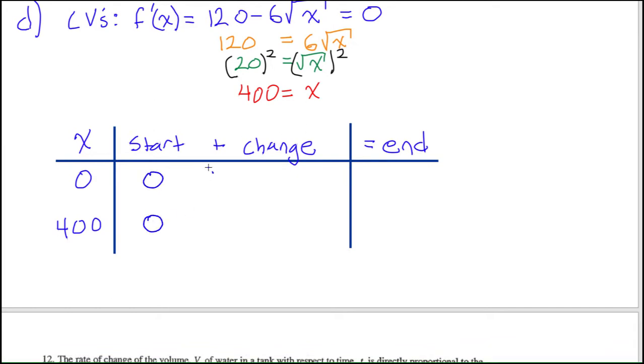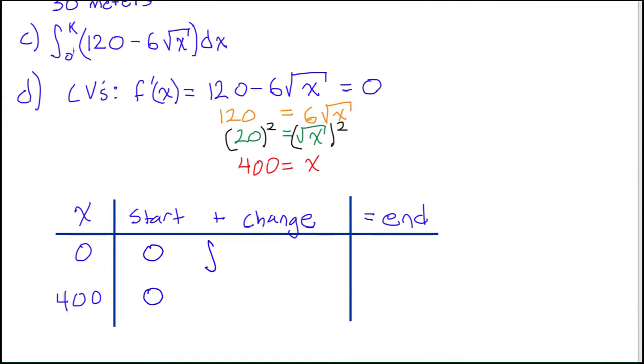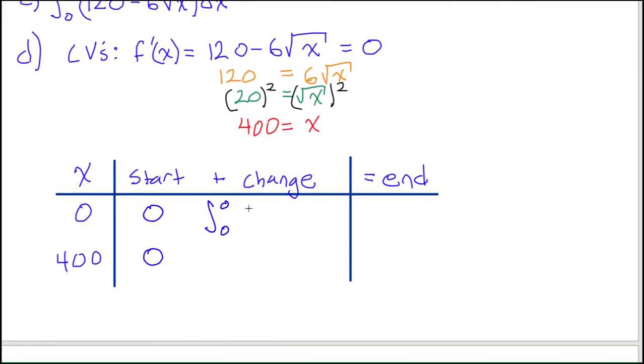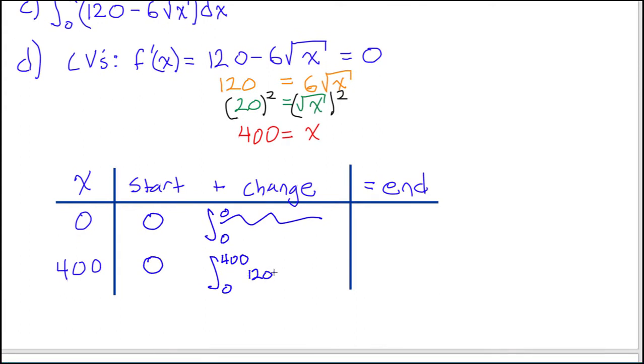Our change is going to be that integral of this formula over and over again. So it's the integral from 0 to 0. I'm not even going to worry about that one because it's not going to do anything. This one I do care about. The integral from 0 to 400 of 120 minus 6 square root of x.